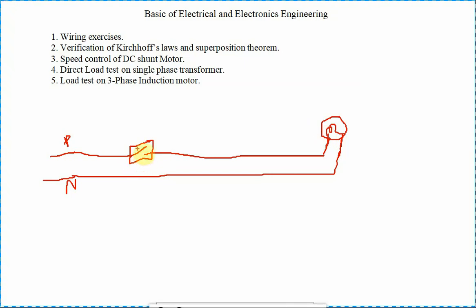Whenever you close the switch, what will happen? The current flows. At that time only, current flows to the lamp and then closes the circuit. The lamp will glow.